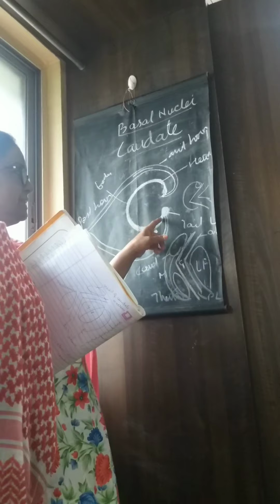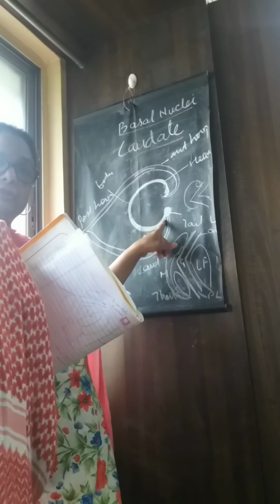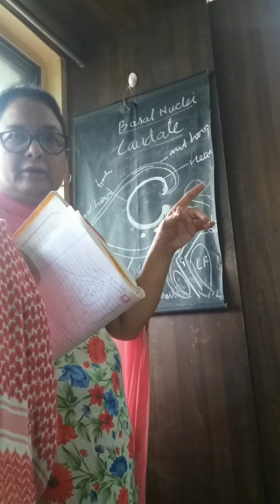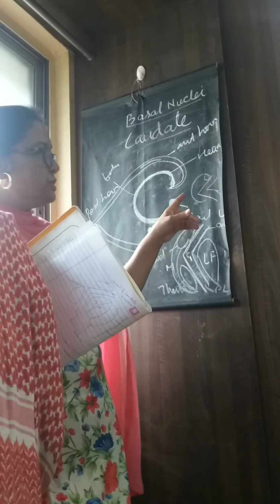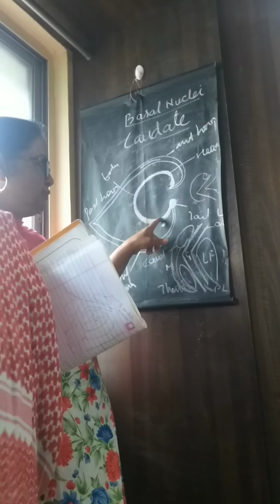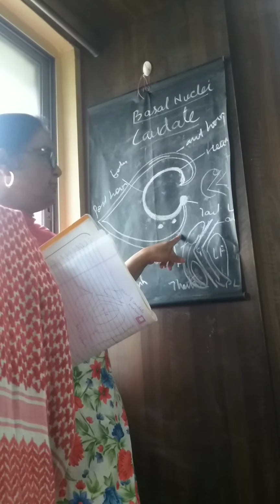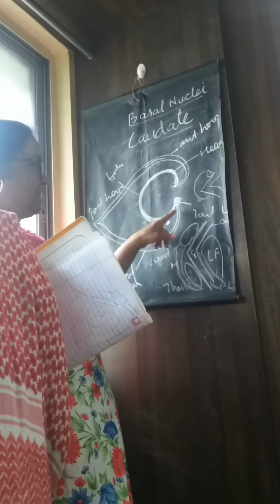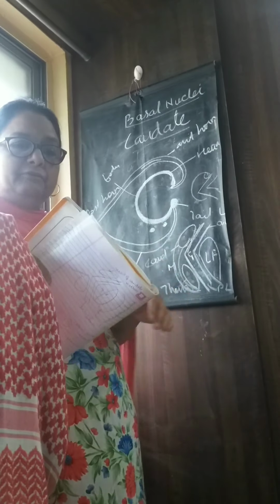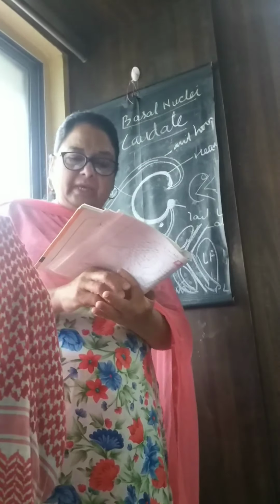The tail is the last portion of the caudate nucleus, and this tail ends by joining the amygdaloid body. This tail end of the caudate nucleus forms the roof of the inferior horn of the lateral ventricle. So this is the tail, this is the inferior horn, and this tail forms the roof of the inferior horn of the lateral ventricle. Okay, now the relations.